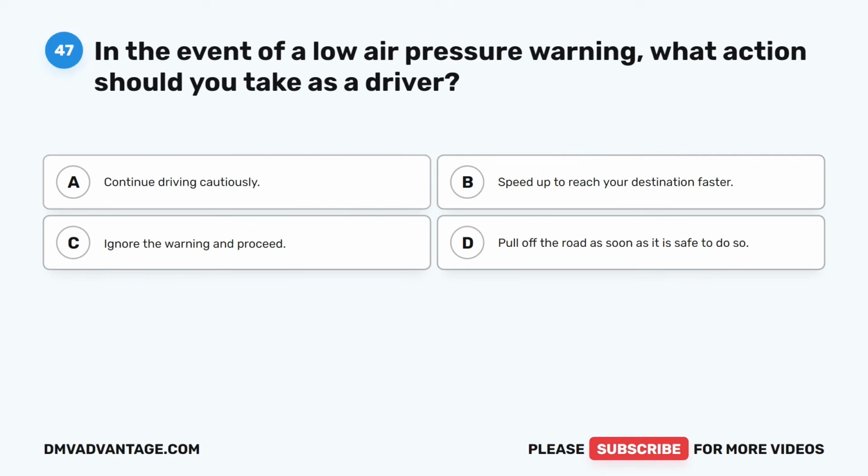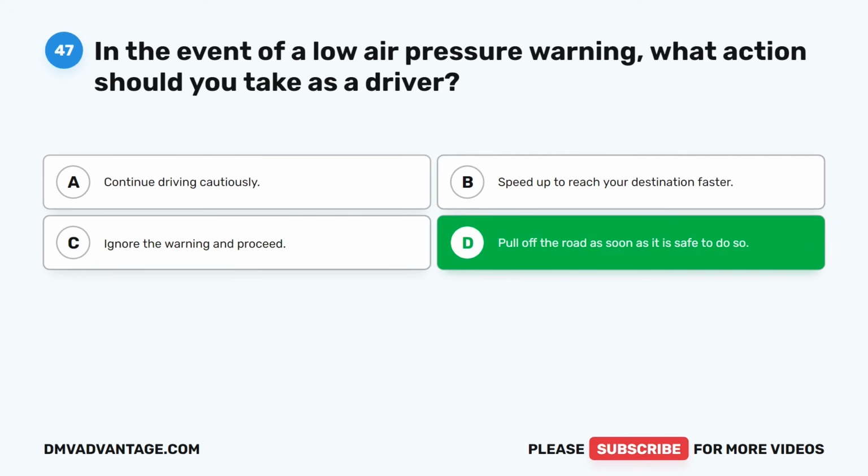Question 47. In the event of a low air pressure warning, what action should you take as a driver? A. Continue driving cautiously. B. Speed up to reach your destination faster. C. Ignore the warning and proceed. D. Pull off the road as soon as it is safe to do so. The correct answer is D.